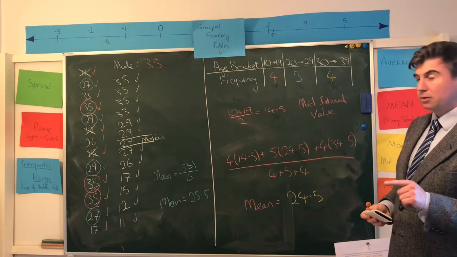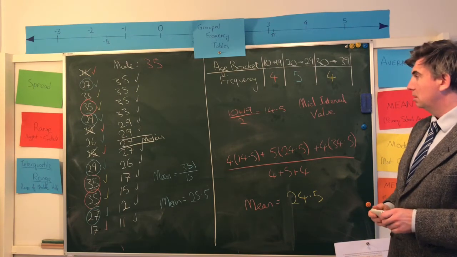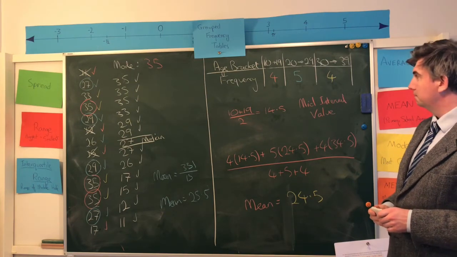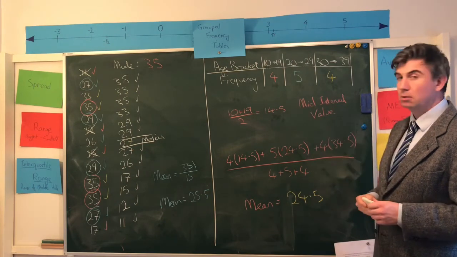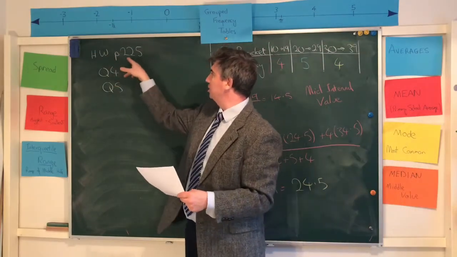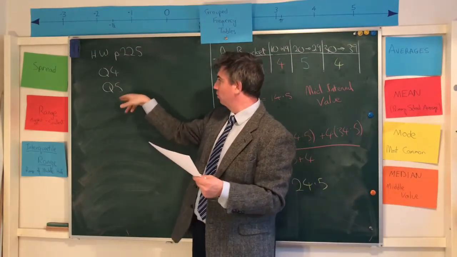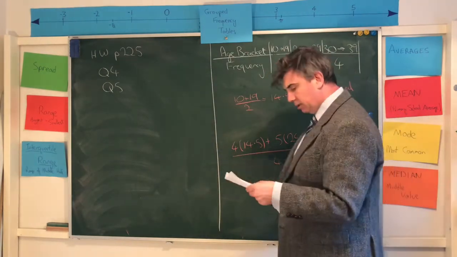So I'm going to pause the video there, and I'll put up homework for you guys to do tonight, okay? So finding the mean, the mode, the median of a grouped frequency table. Okay, I have the homework on the board here. So we're on page 225, and we're going to do question 4, and we're going to do question 5. Let's take a look at it.